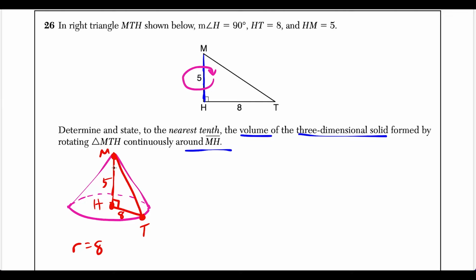So now that we have the height of this thing is 5 and the radius is 8, to find the volume of this cone, we would use 1/3 pi r squared h. Now, one thing that throws students off is they'll mix up which one is r and which one is h.